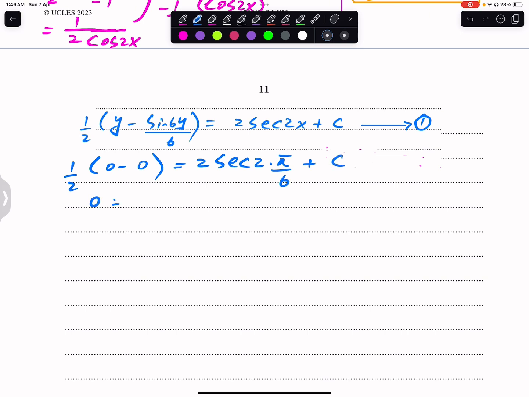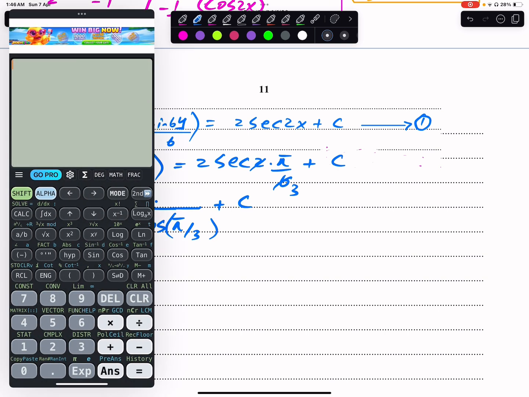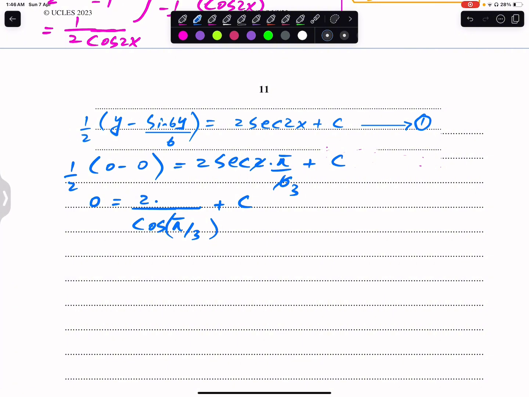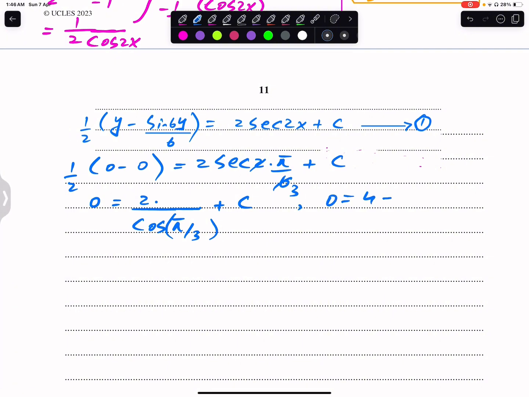So left side will become 0. 2 times 2 will be cancelled out with 3. So secant pi by 3 means 1 over cos pi by 3, because secant is 1 over cos. So 2 divided by cos pi divided by 3. Please put your calculator in radian form. Okay, this is 4. So 0 is equal to 4 plus c. So c is negative 4.